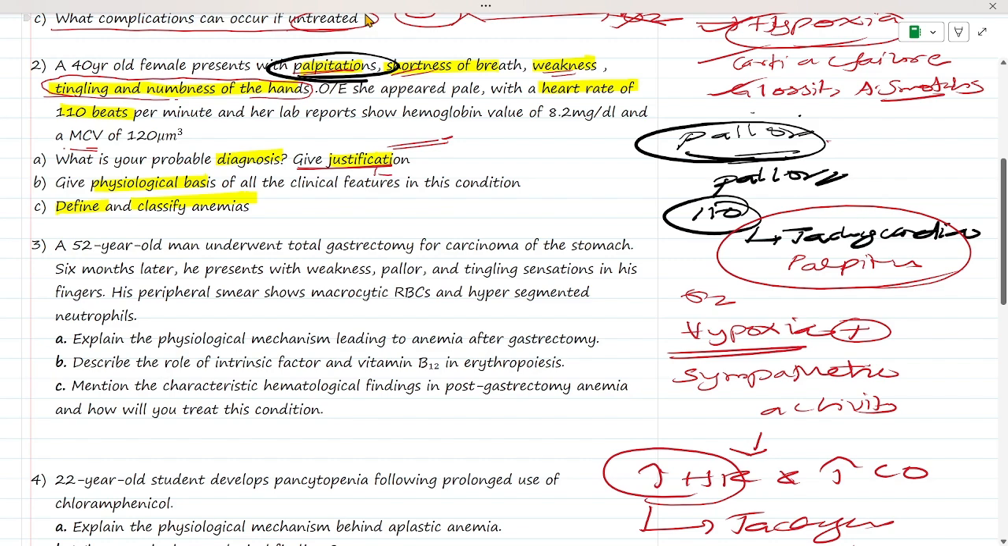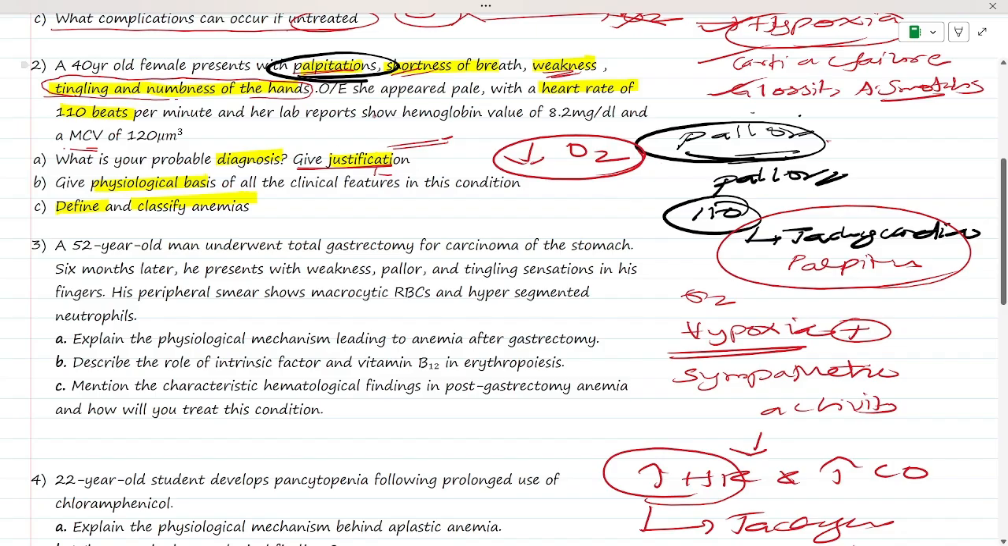Okay, so we can write about the pallor. Why is pallor manifested? Because of the decreased hemoglobin. And why are palpitations and tachycardia seen? Because of the hypoxia. Hypoxia stimulates the sympathetic activity, leading to increased heart rate and increased cardiac output. Okay, now what might be the reason for weakness? The reason for weakness remains the same, because of the decreased O2 carrying capacity.